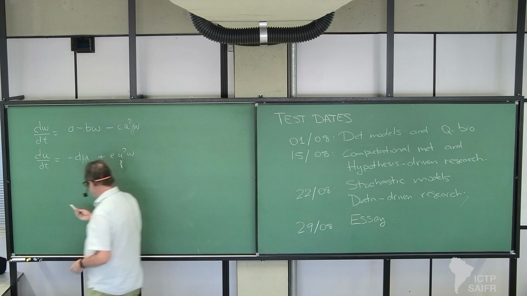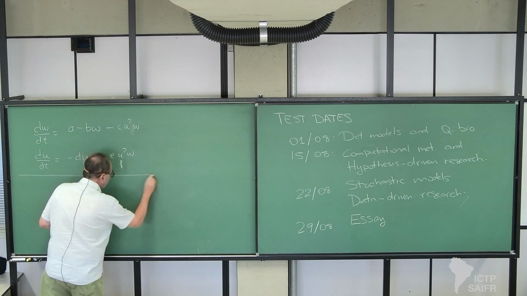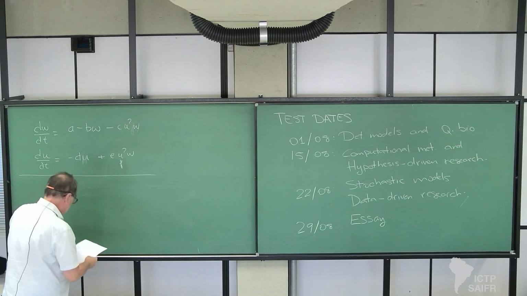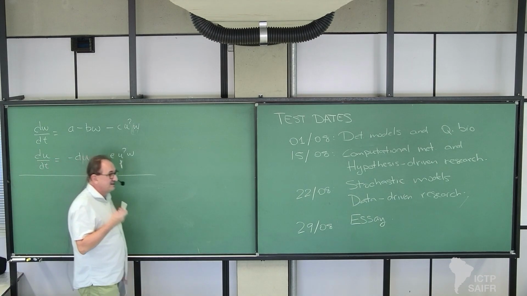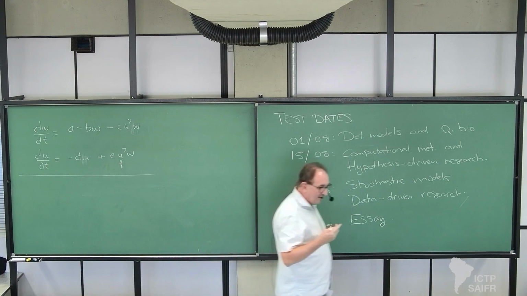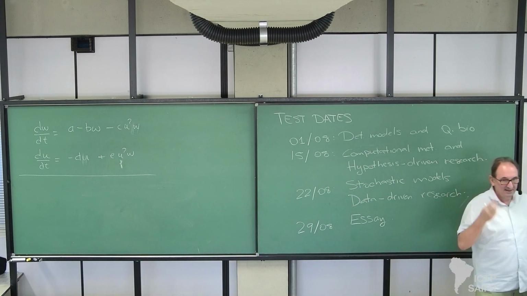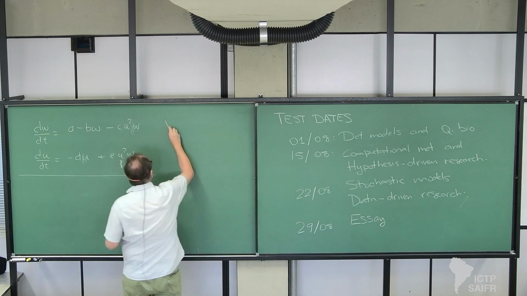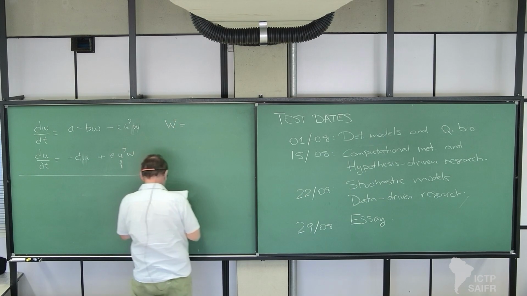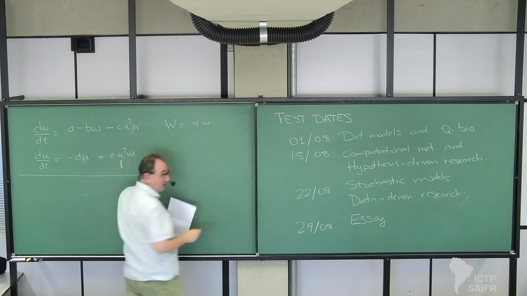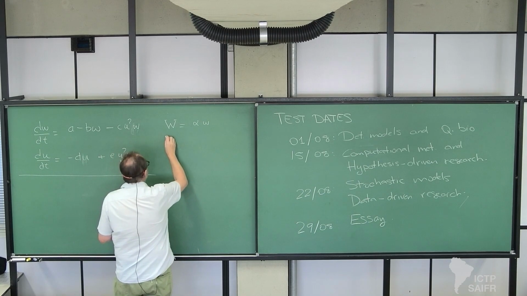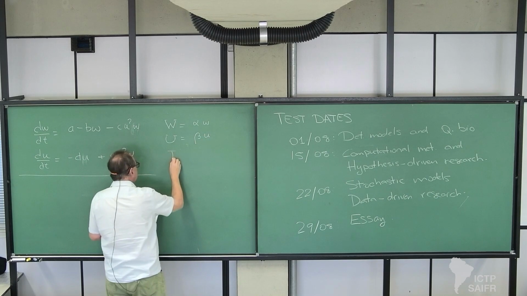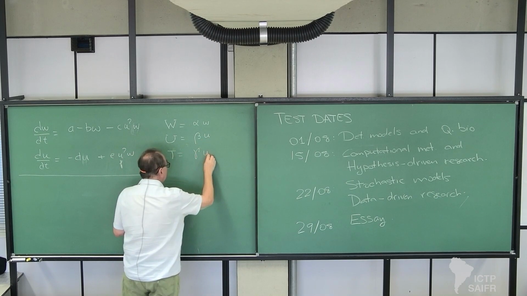So I will do the calculation in full, and how you get to this. You have the equations. Now, you have three possible rescalings: water content, vegetation biomass, and time. So I will write down that capital W is alpha times small w, capital U will be beta times small u, capital T is gamma times small t.